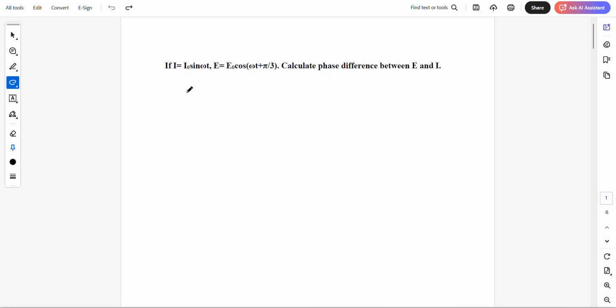Now this is the first problem. It is saying if I is equal to I naught sine of omega t, and E is equal to E naught cos of omega t plus pi by 3, calculate the phase difference between E and I. You have to calculate the phase difference between E and I.